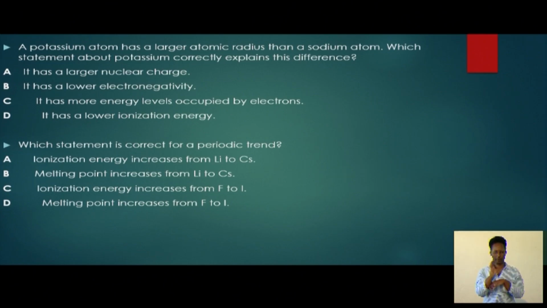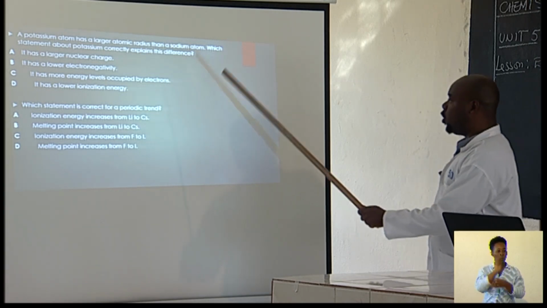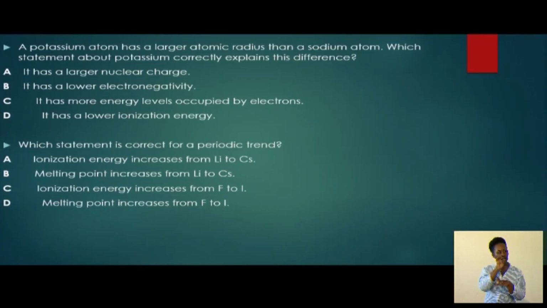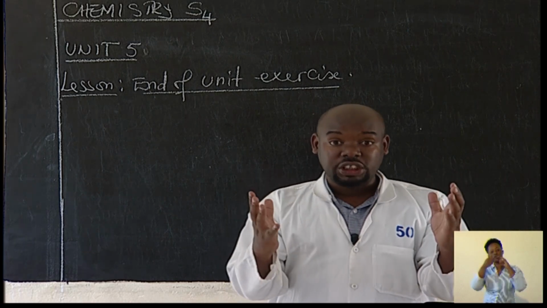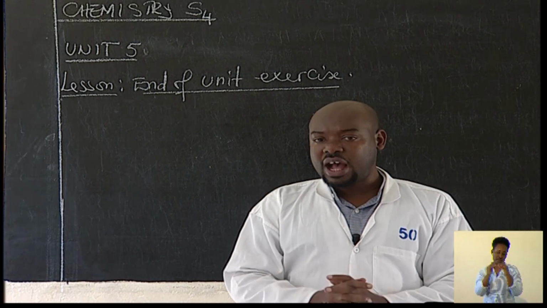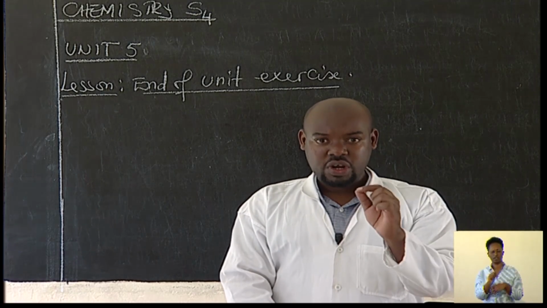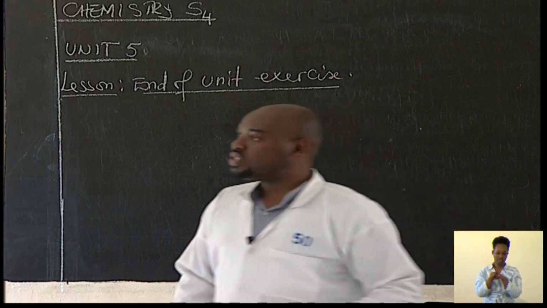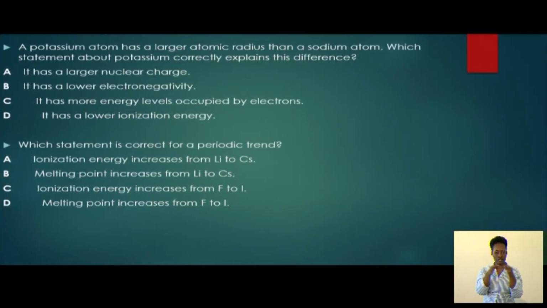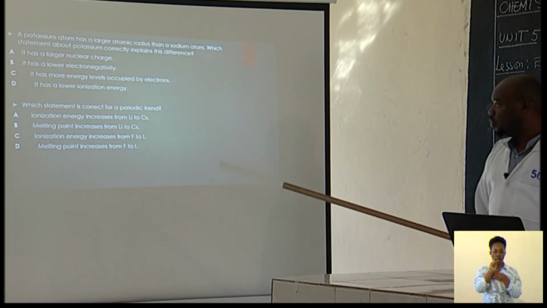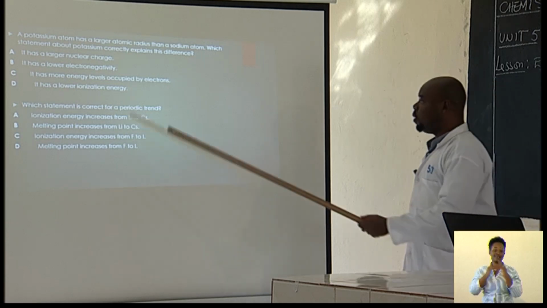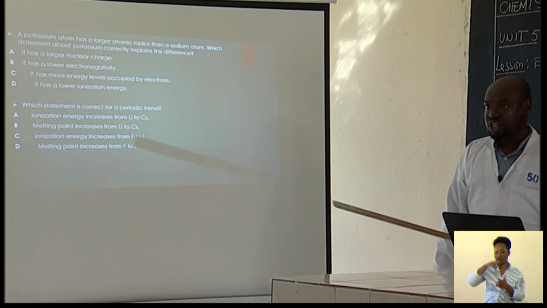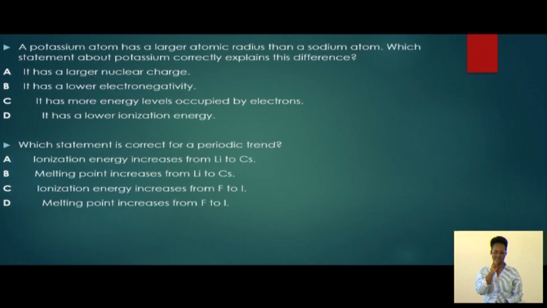And C, it has more energy levels occupied by electrons. What happens when the number of energy levels increases? When the number of energy levels increases, we know that the atomic radius increases too. So this is the right statement to explain why a potassium atom has a larger atomic radius than a sodium atom. Of course, it cannot be because of having lower ionization energy. So the right answer is C.